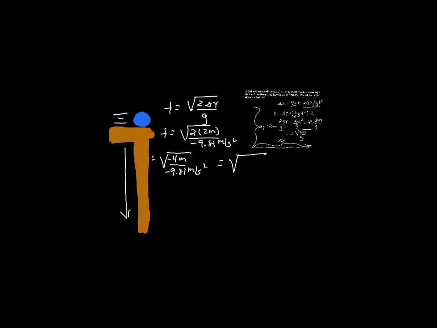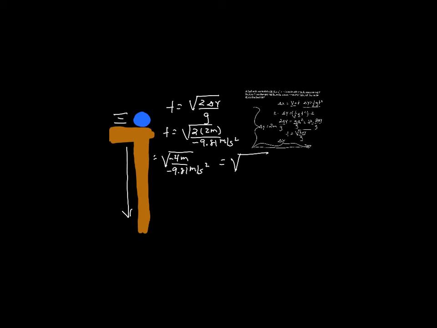Okay, so once I take these two numbers and divide them, I should end up with the square root of 0.407, and this is going to be seconds squared, right? Because meters here cancel. Once I take the square root, I should end up with 0.638 seconds. So time is equal to 0.638 seconds, right?